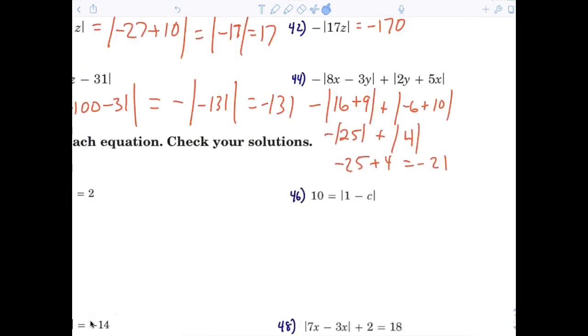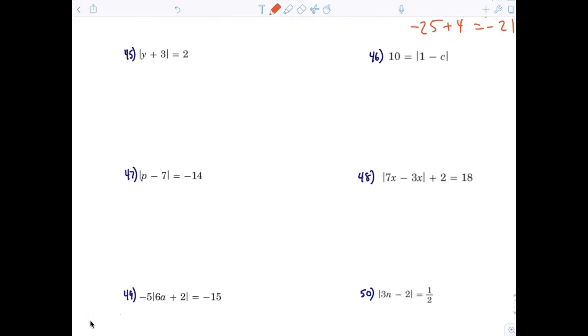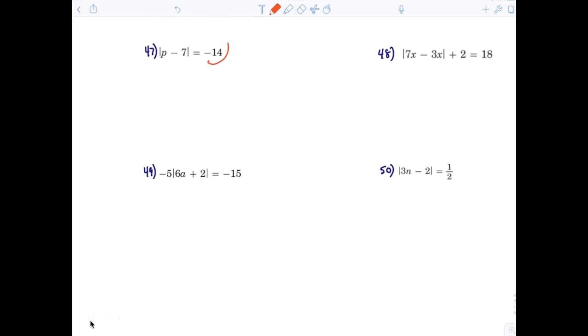All right, now back to the equations. The stuff that's really important. When you're writing the equations, about half of you forgot that we have 2 solutions here. So that would be y plus 3 equals 2, and y plus 3 equals negative 2. Now when you solve, y equals negative 1 or y equals negative 5. Number 47, you should look at real carefully and say, hey, my absolute value can't equal a negative. Therefore, it is what? No solution.